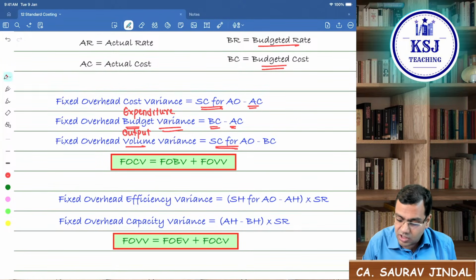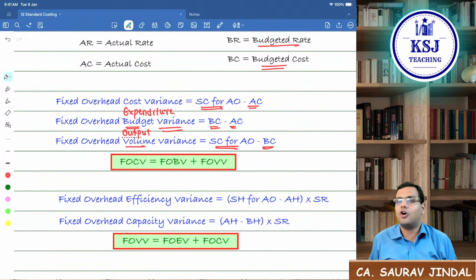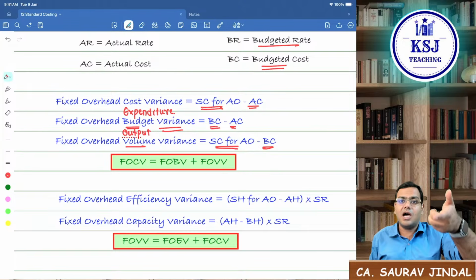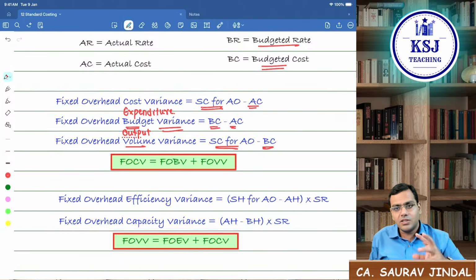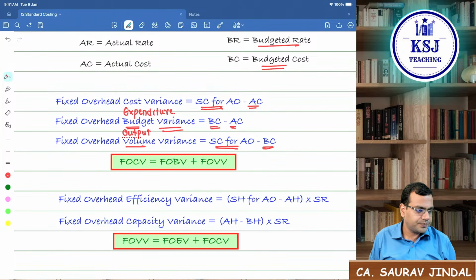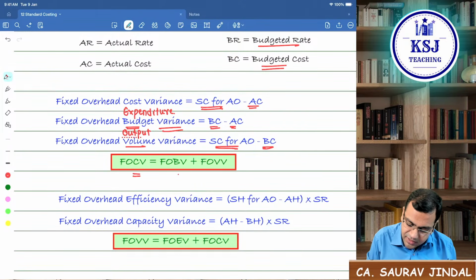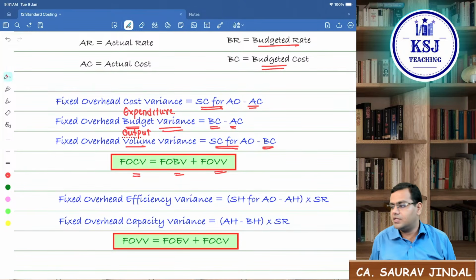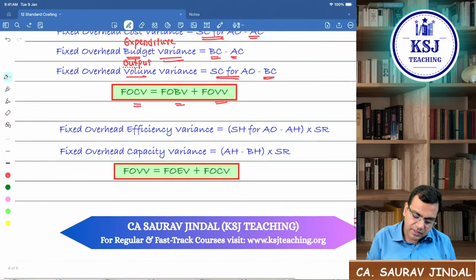Standard cost for actual output minus budgeted cost, right? With the change in the level, with the change in the volume, with the change in the output, what is to be changed? The standards are to be changed, right? So cost variance is equal to budget variance plus volume variance. Clear? So remember this way.